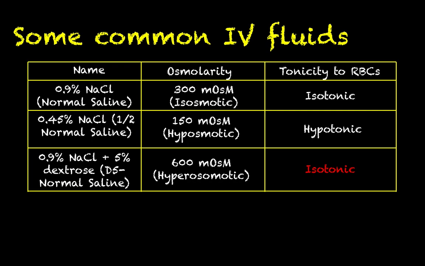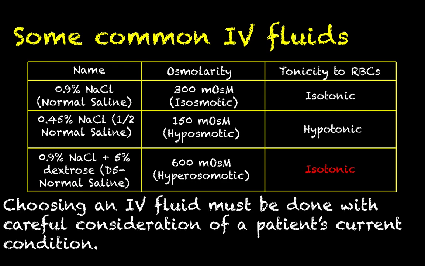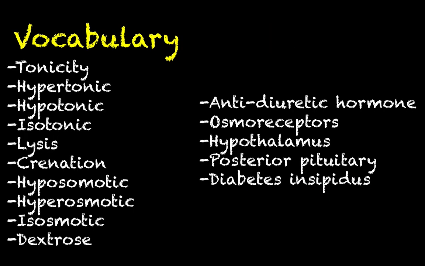So, after that glucose gets absorbed by the body cells, that glucose will no longer be in the blood plasma, and all that's going to be left behind is the 0.9% sodium chloride, making, in effect, the practical and effective osmolarity of this solution 300, because that 300 worth of glucose is not going to stick around in the bloodstream for very long. It's getting absorbed by the body's cells. So with all this in mind, choosing an IV fluid has to be done with very careful consideration of a patient's current condition. So something to think about in the future.